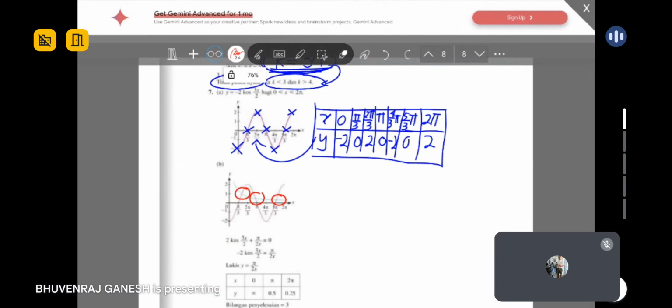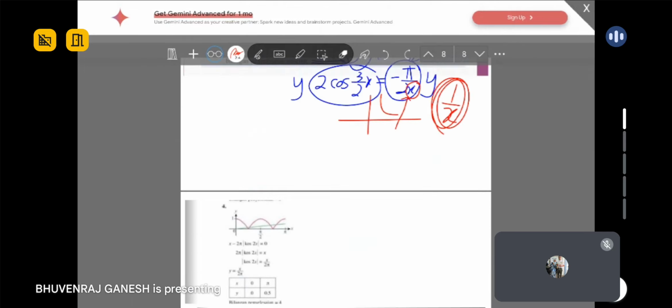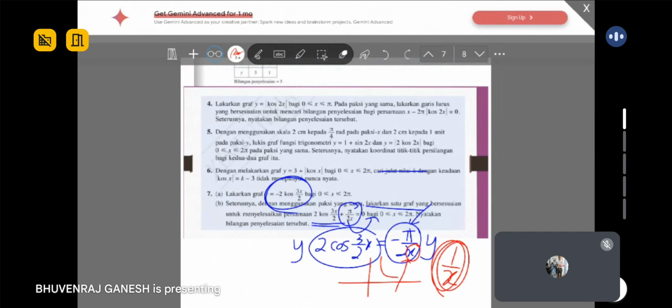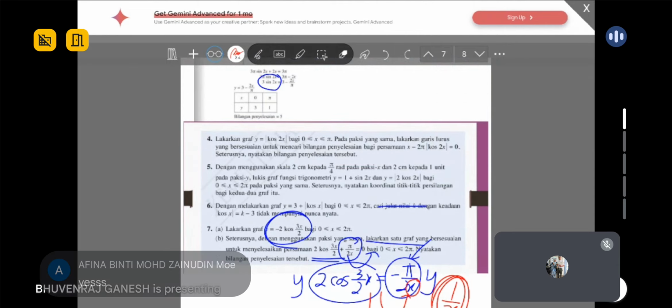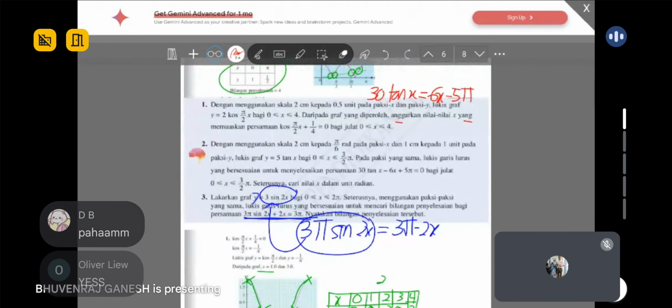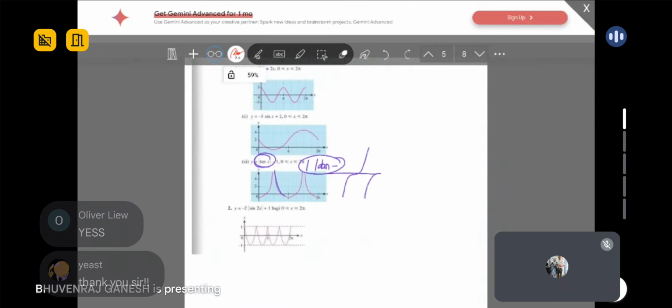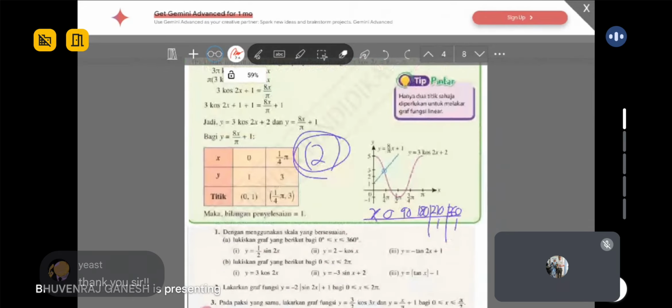Congratulations guys. We already finished subtopic 6.3. All questions are settled. Are you guys clear for today's lesson? Can you understand the graphs in this trigonometry chapter better? Do you guys understand better? All these questions are very typical of Paper 2. Paper 2. So hopefully you understand.